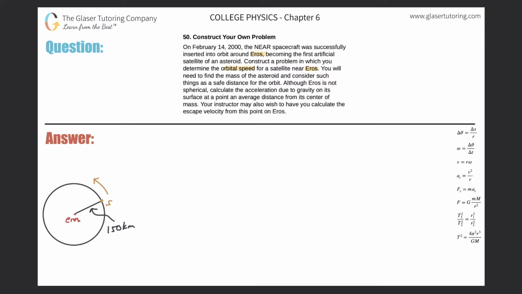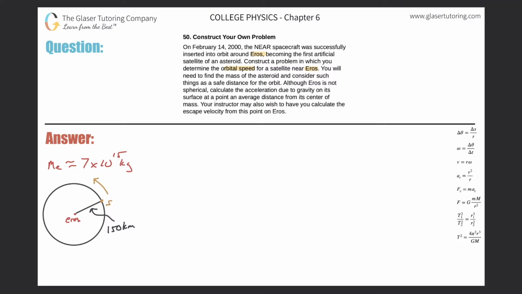All right. So here's Eros. It's an asteroid. Here's a satellite that'll be orbiting the asteroid, and the distance between them is about 150 kilometers, we'll say. Also, let's say the mass of Eros is about 7 times 10 to the 15th kilograms. Our job now is to figure out what is the speed of the satellite?